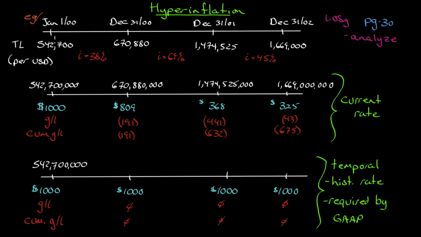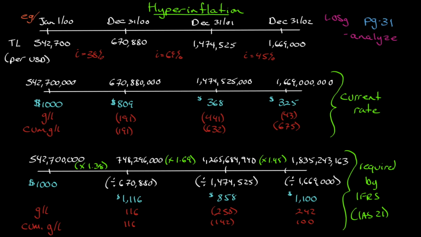$1,000, if one US dollar was 542,000 Turkish lira, then it's 542,700,000 Turkish lira. It would never change. You'd translate this $1,000 at that historical rate, and the next year you'd do the same thing, and on and on. So there'd be no gain or loss, no cumulative gain or loss. So the temporal, you'll recall, says use the historical rate for assets that are recorded on the book at a historical rate. Keep using that rate. This is required by GAAP.